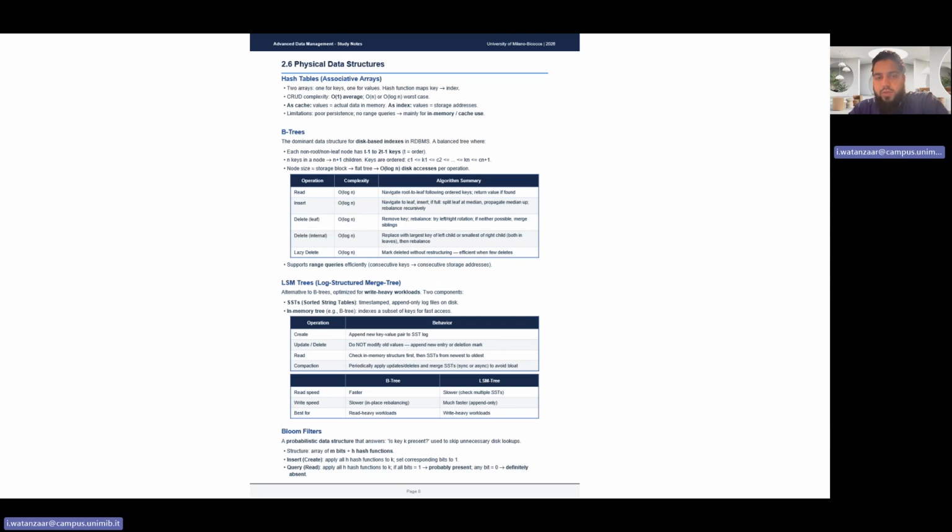So this is the hash table and how it works with the use of hash functions. Now we are discussing B trees. B trees are another data structure, a physical data structure, and the dominant data structure for disk-based indexes.